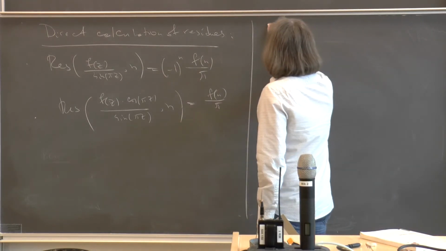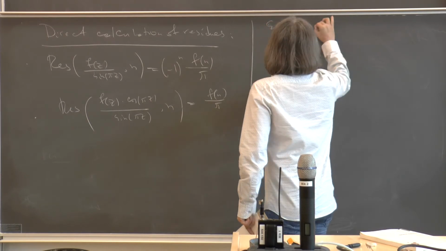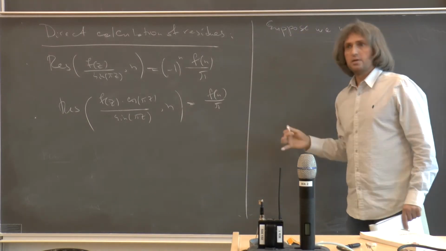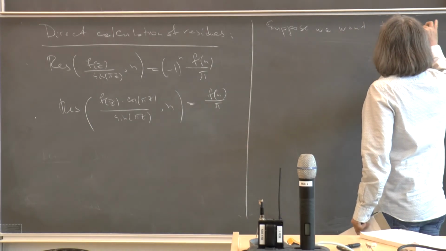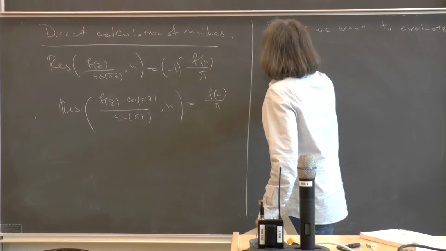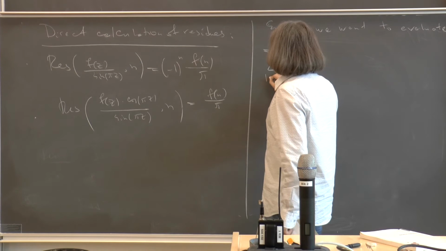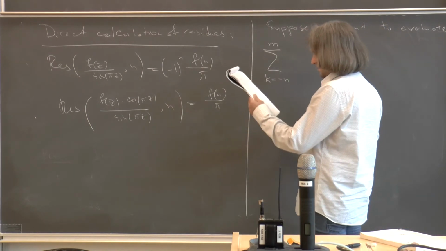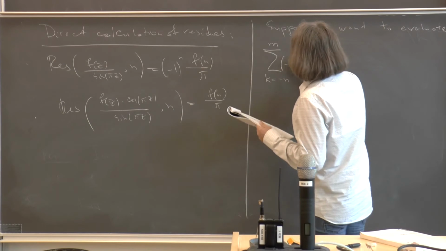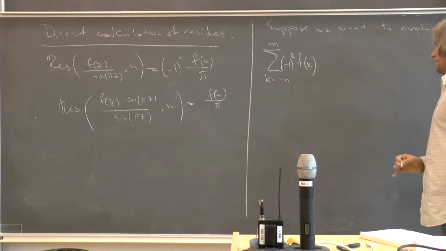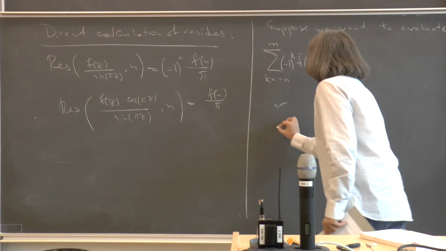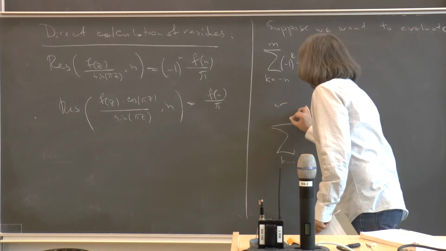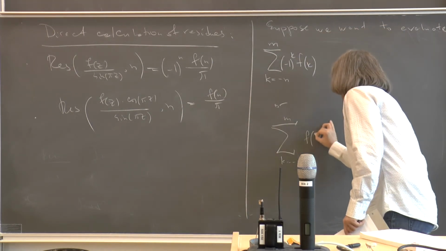This means that suppose we want to evaluate, I mean, these are all singular points of these functions, we want to evaluate the sum from k equals minus n to m of minus 1 to the k times f of k, or the sum from k equals minus n to m of just f of k.